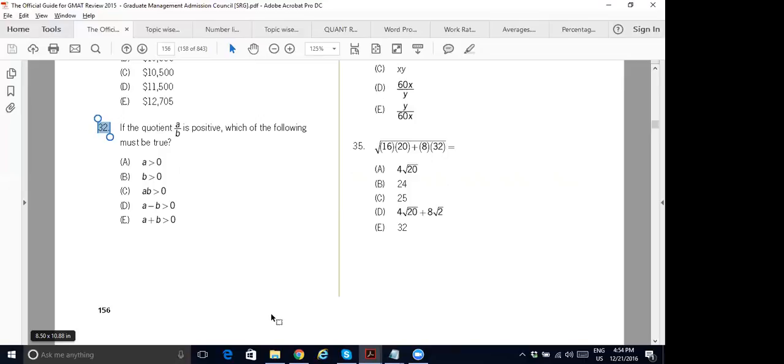We are given that if the quotient A over B is positive, which of the following must be true? So A over B will give you some value. What does A over B represent?